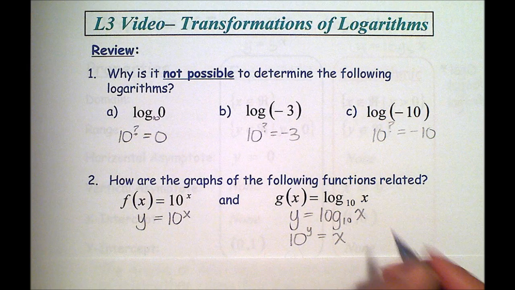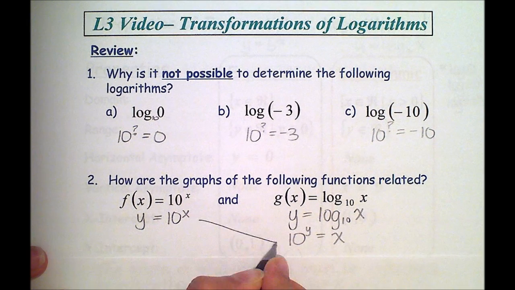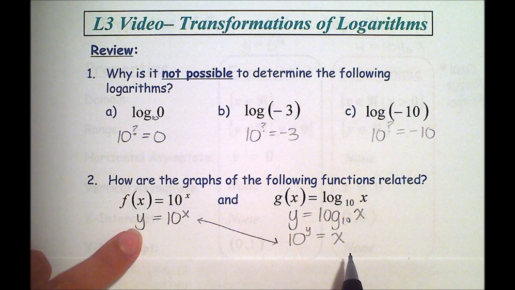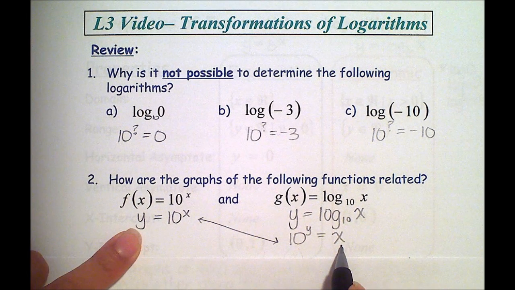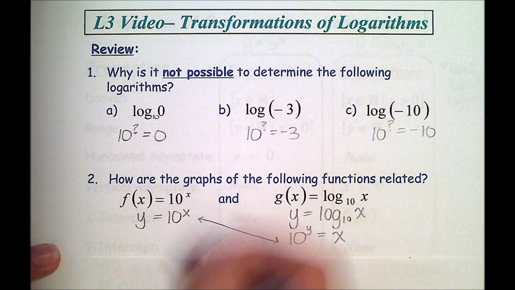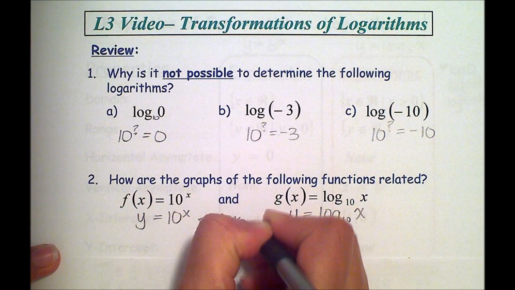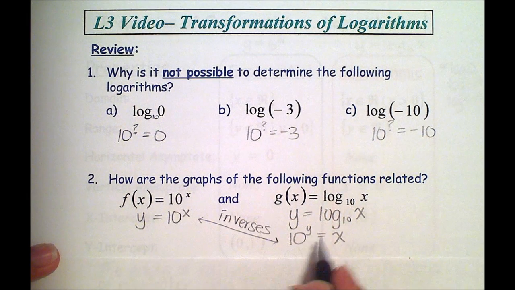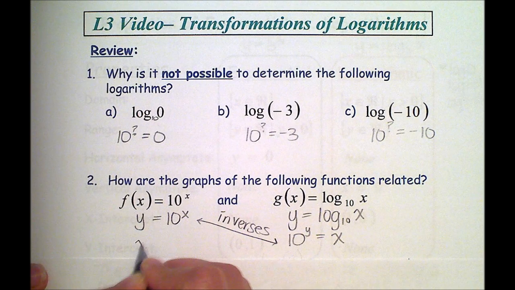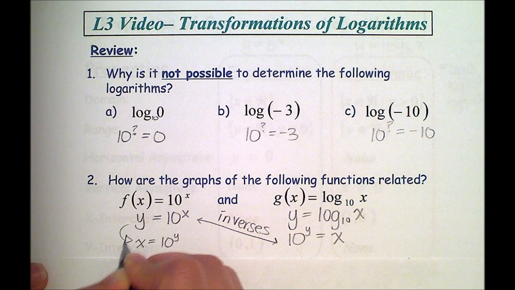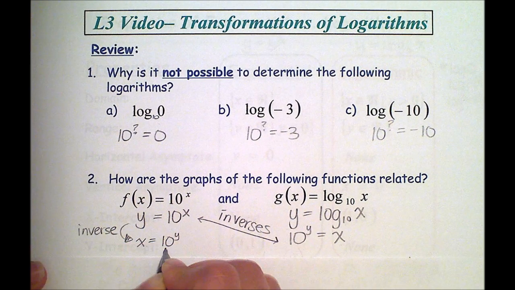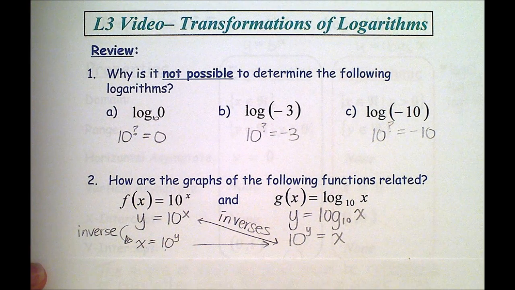Okay, and so if you compare these two functions now, you can see that here y is isolated, whereas here x is isolated. And here x is the exponent, whereas here y is the exponent. And so the way these two are related is that they are inverses of each other. Okay, so if I switch the x and the y here, I get x equals 10 to exponent y. Okay, so if I look at the inverse here, I get x equals 10 to exponent y, which is the exact same thing as that function there.